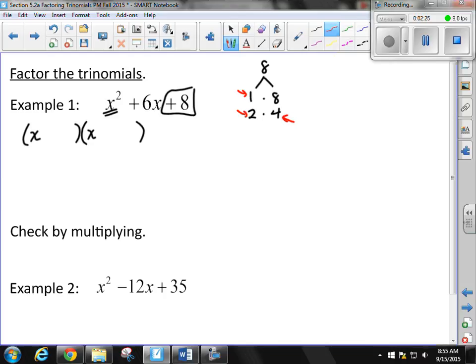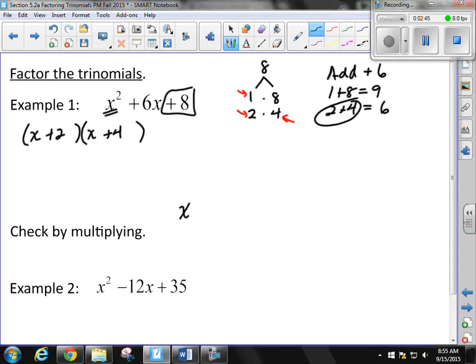And then I need to find the combination that's going to add up to give me a positive 6 for my middle coefficient. 1 plus 8 is 9. 2 plus 4 is 6. So I know that's the right combination. Inside my parentheses, I'm going to have x plus 2, x plus 4.